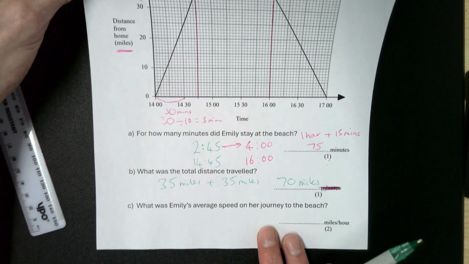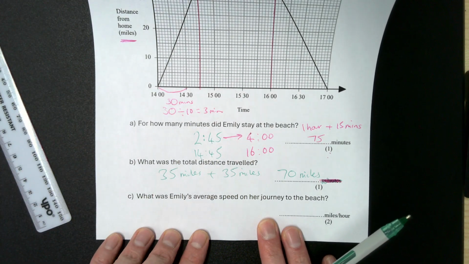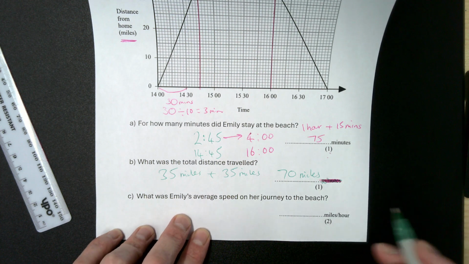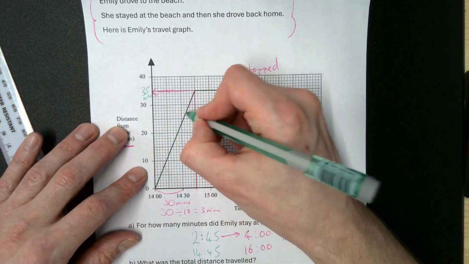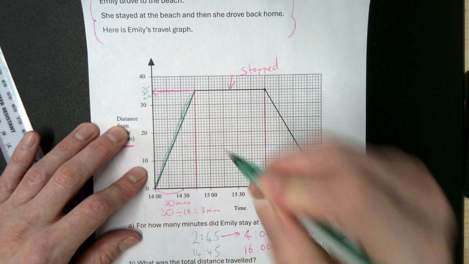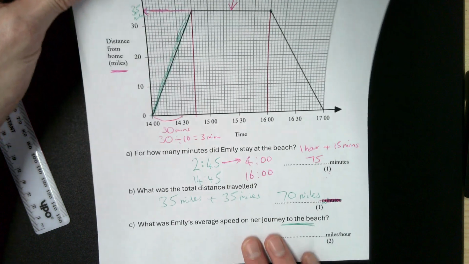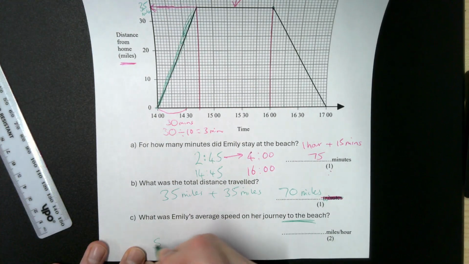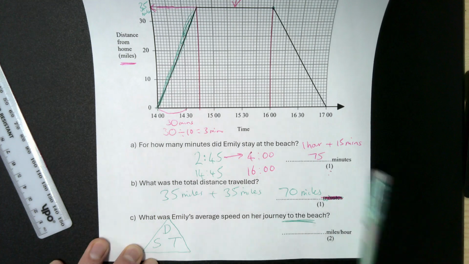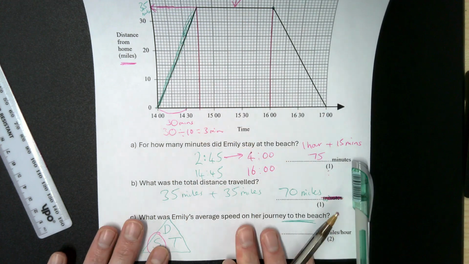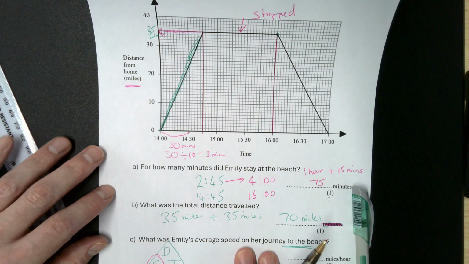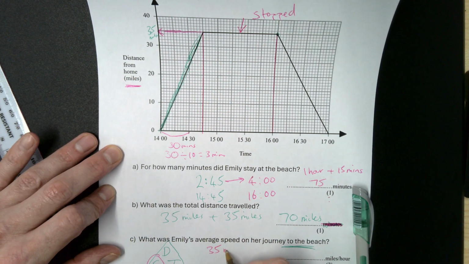Now, question C, a toughish one. What was Emily's average speed on her journey to the beach? Alright, that is this journey here. Now, speed equals distance divided by time. So draw your formula triangle. So it's distance divided by time. She has travelled 35 miles and we divide that by the time taken.